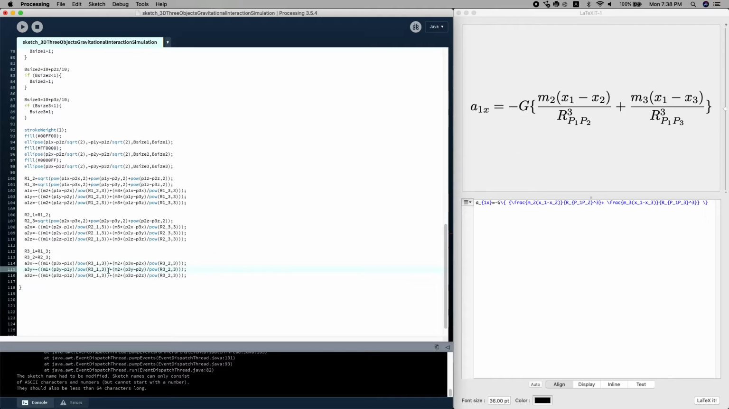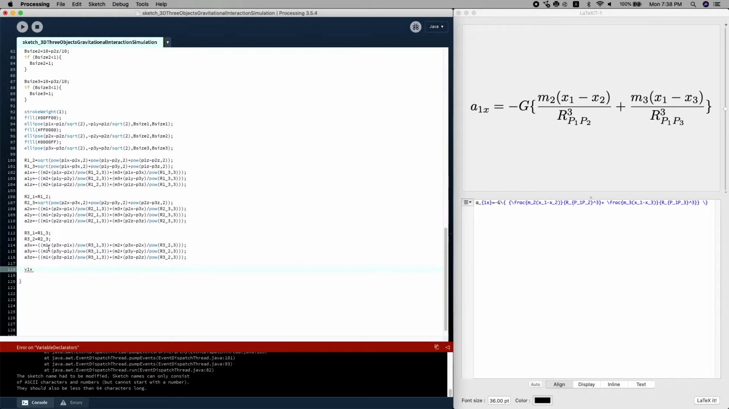Alright, that looks about right. And so what we're going to have to do now is simple. We have v1 of x, and in every iteration of our draw function, I want the acceleration value to be added to the velocity value, and then in every iteration I want the velocity value to be added to the position value. And that's basically it.